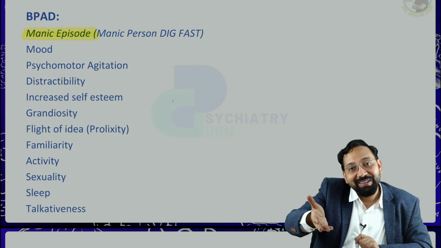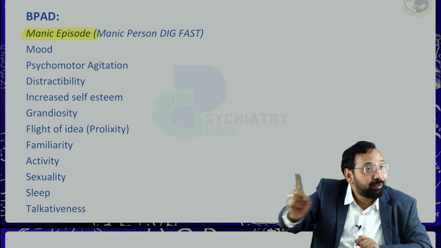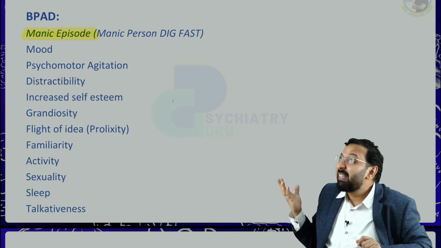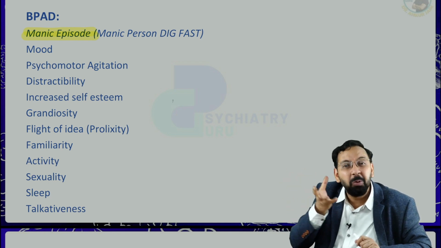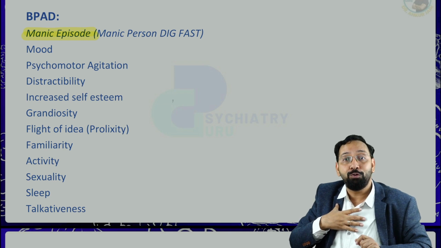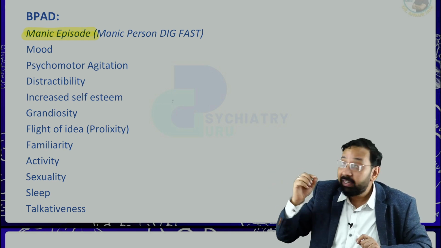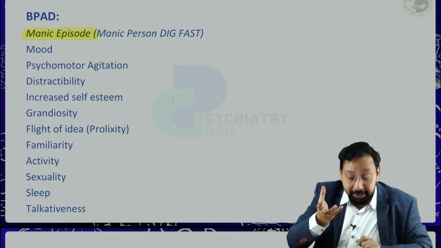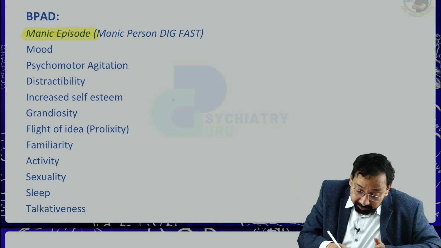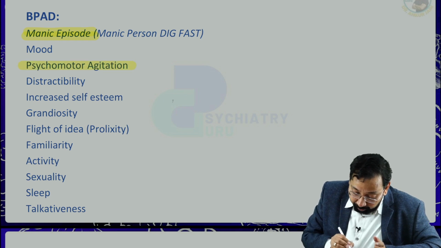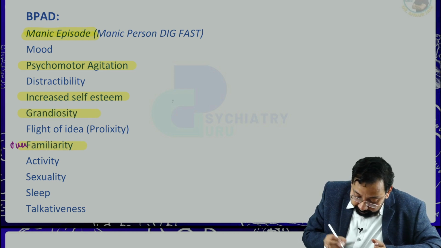Over talkativeness. Now he is roaming around in the OPD. "Doctor Saab, where are you sitting? Such a bad environment, such a bad small OPD. I will make a hospital for you." Over talkativeness, overactivity. He is roaming around. And grandiosity, increased self-esteem. Psychomotor activity is increased. Grandiosity is there. Over familiarity is there.